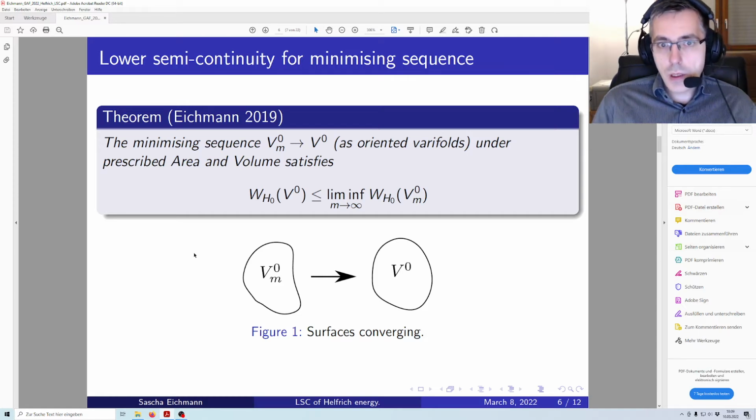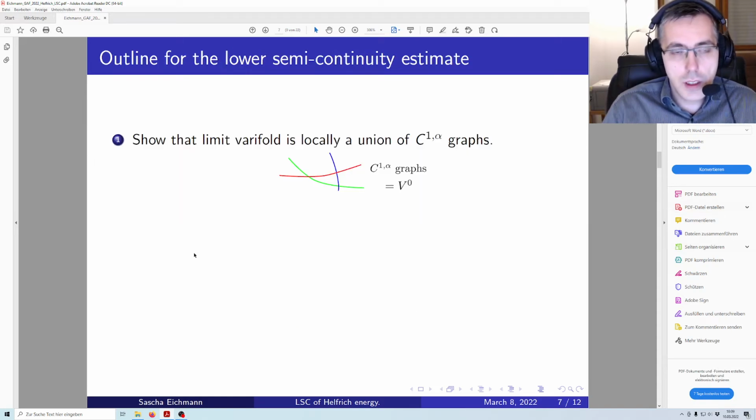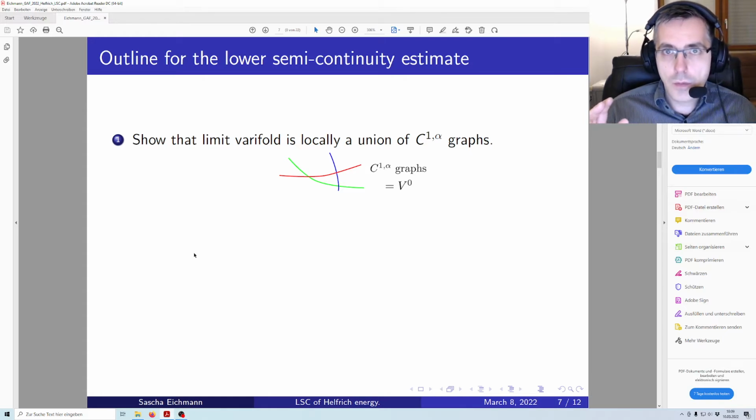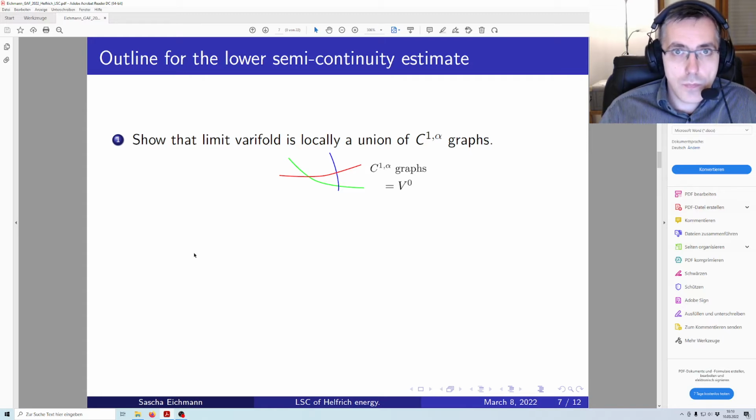How do you prove that? Let me give you at least an idea on how to proceed. So we want to use our initial idea for the Willmore energy. So we can rewrite this square, this L2 norm, as a supremum. But this will only work if we have density 1 surfaces. So the idea is to show that the limit actually is a union of density 1 surfaces, in other words, of graphs, locally at least.